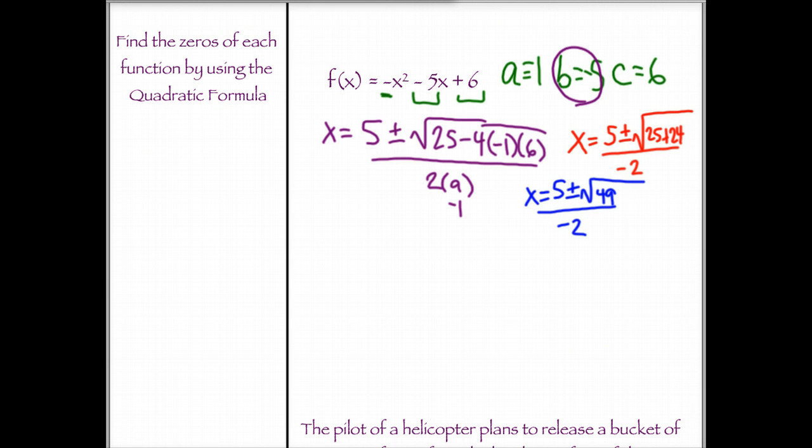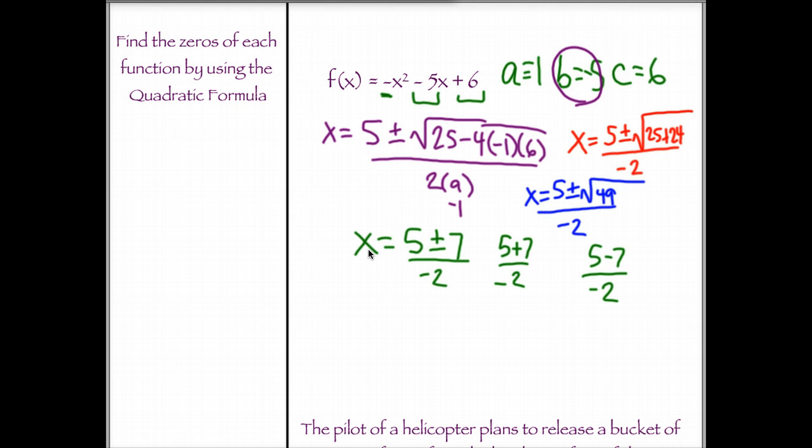So now we know what the square root of 49 is. It's a perfect square, so we're going to have x is equal to 5 plus or minus 7 over -2. Now this is where we're going to split it into two different equations. We're going to have 5 plus 7 divided by 2, and we're going to have 5 minus 7 divided by 2. Now don't forget that that 2 is negative.